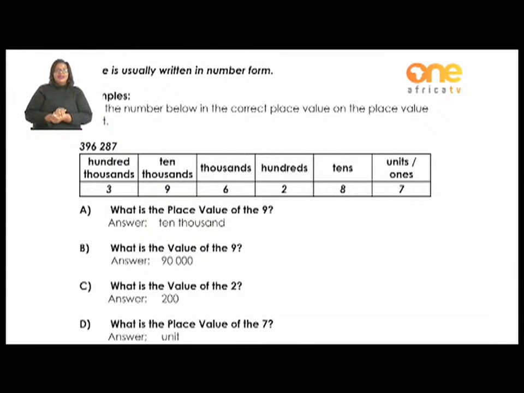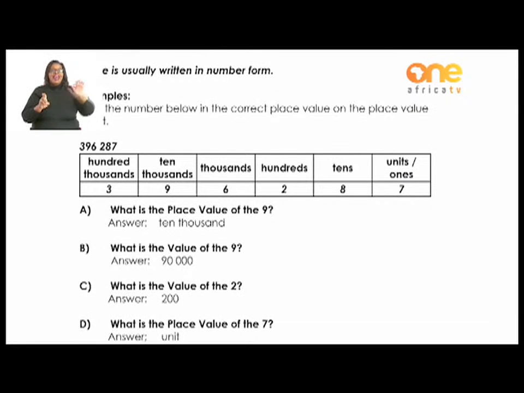Now let's see. Here we need to fill in each digit in the place value chart. In our place value chart, we usually start from the smallest place value, which is our units or ones, tens, hundreds, thousands, 10,000s, and 100,000s. So now we know the 7 is a unit, the 8 is a 10, the 2 is 100, the 6 is 1,000, the 9 is 10,000, and the 3 is 100,000. And that is the place value. Now let's look at our questions.